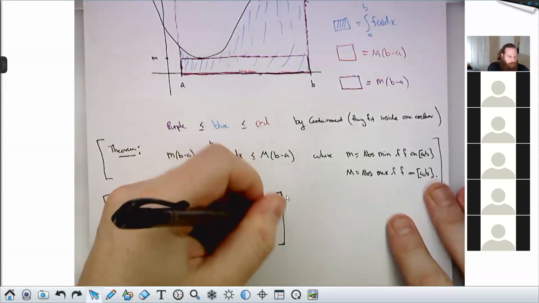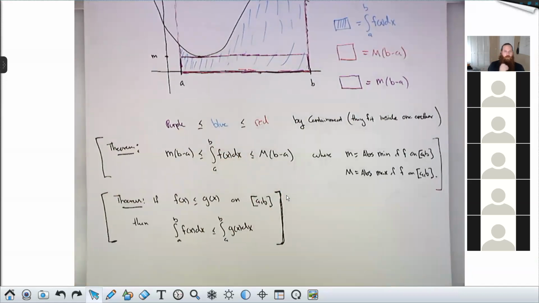Both of these theorems are sort of comparison properties for an integral. And you can think of the first theorem as being a consequence of the second theorem, but it takes a little bit of work to get from one to the other, so you might as well think of them as separate things.